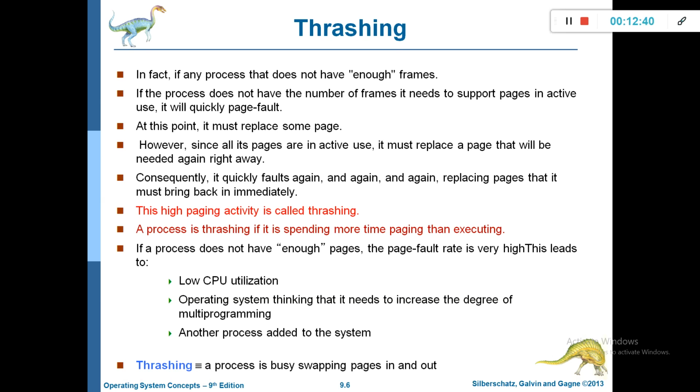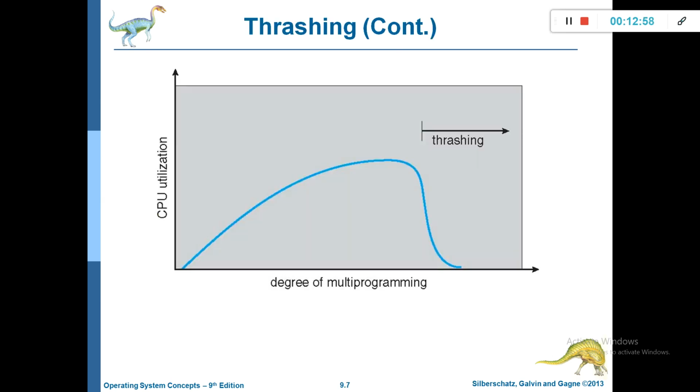So like that, if you go on increasing the degree of multi-programming, it will reach a threshold, and after that CPU utilization will start falling and keep decreasing here. That is shown in the diagram here. So at the beginning, with a low degree of multi-programming, some processes are there. When there is a page fault, they are busy with page swap in and swap out. So at that time CPU utilization is good.